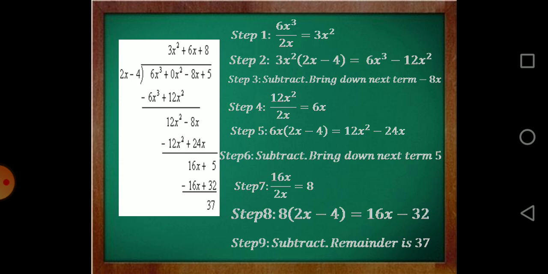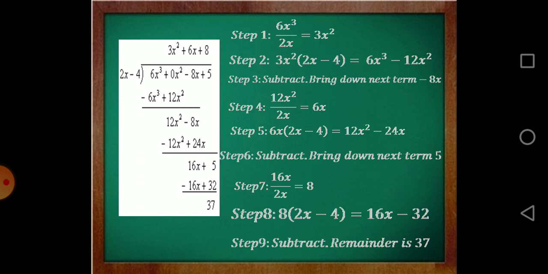This 12x square minus 24x is subtracted from the terms in the dividend, that is 12x square minus 8x. Because we are subtracting this 12x square minus 24x, I am writing the polynomial with changed signs. Plus 12x square I am writing as minus 12x square. Minus 24x I am writing as plus 24x. Again, plus 12x square and minus 12x square get cancelled. And 24x minus 8x is 16x. Bring down 5. Now the dividend is 16x plus 5.